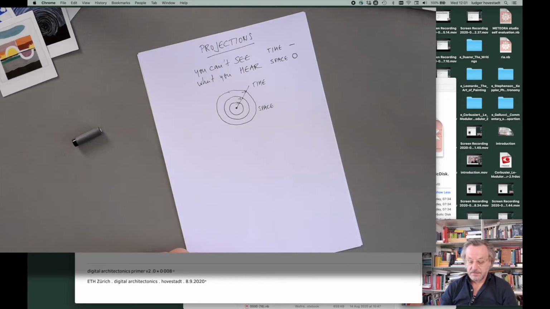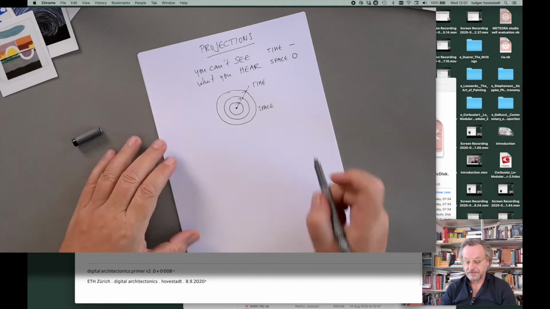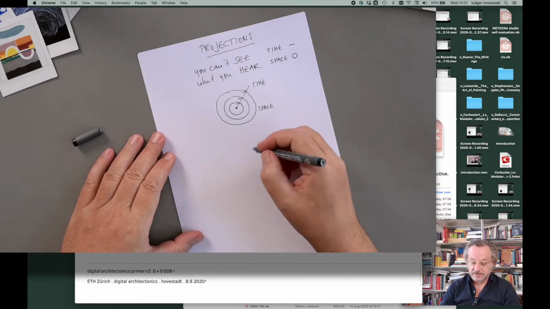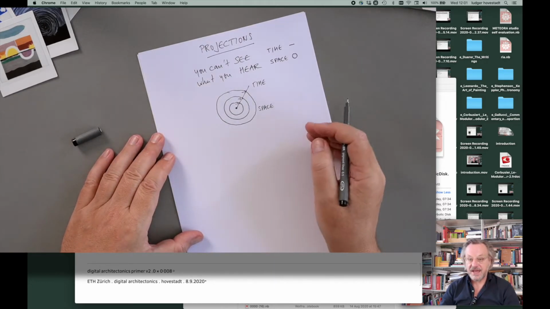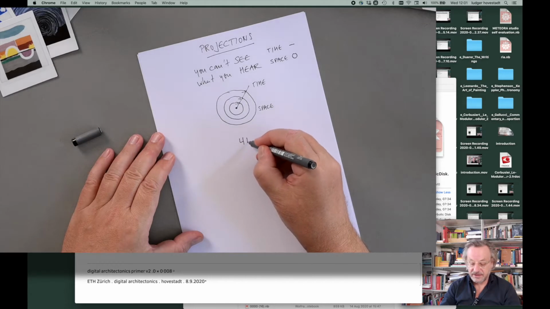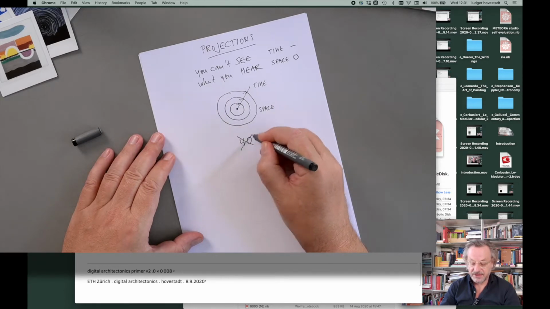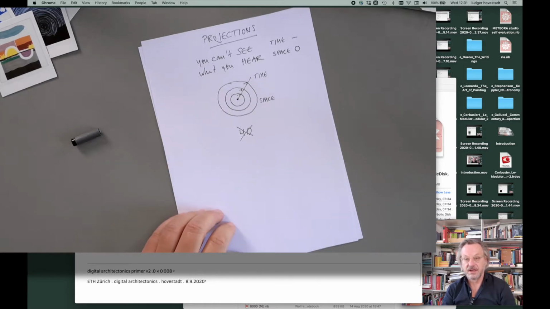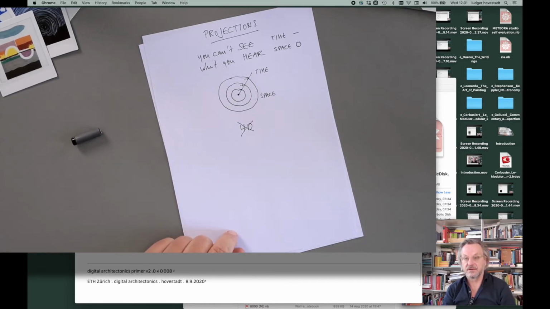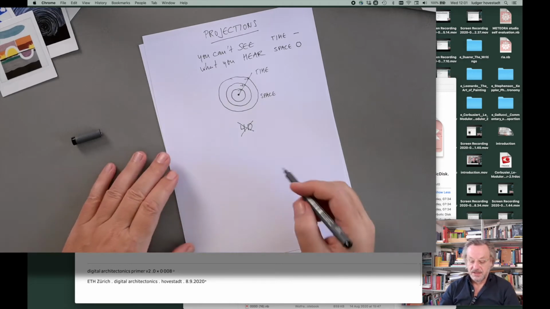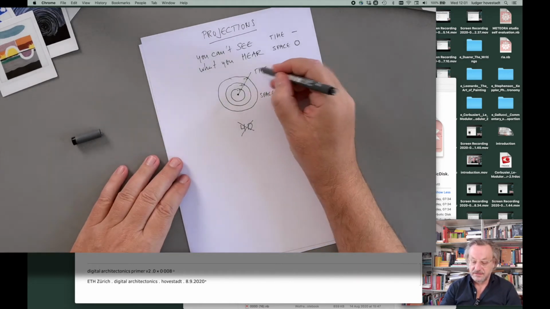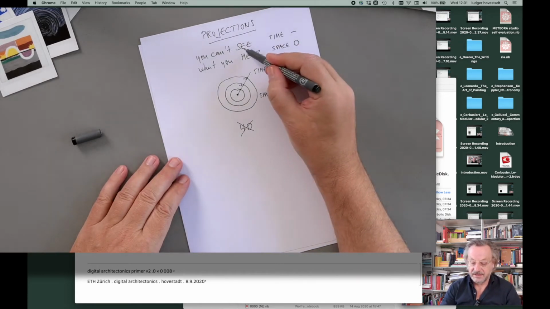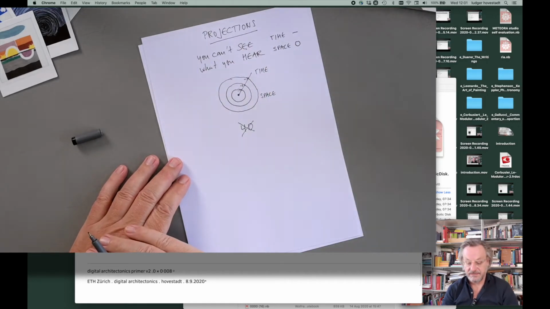So therefore it's very important that time and space is not four-dimensional. Forget about that. That's very important that you're strict. It's a categorical mistake to talk about 4D. So if you look at something, you're always in time.